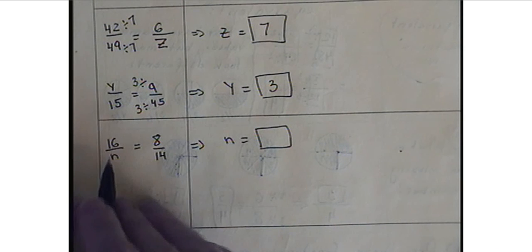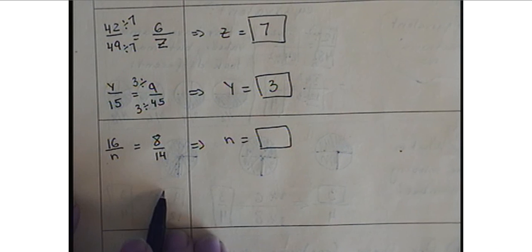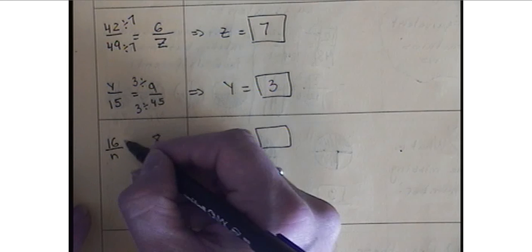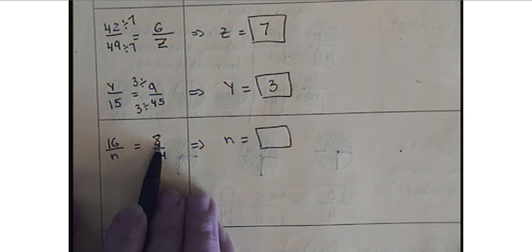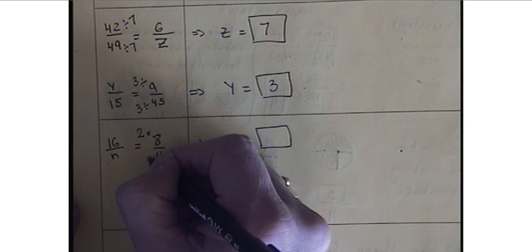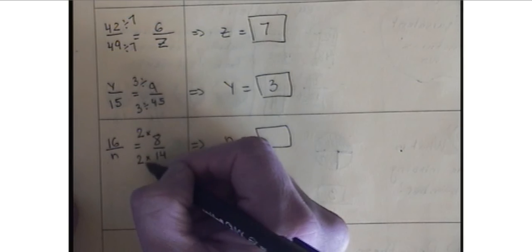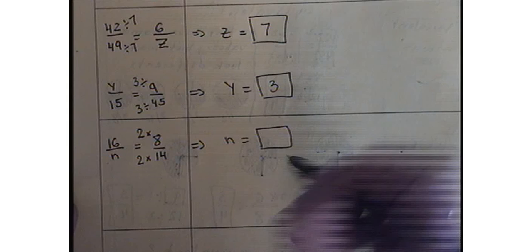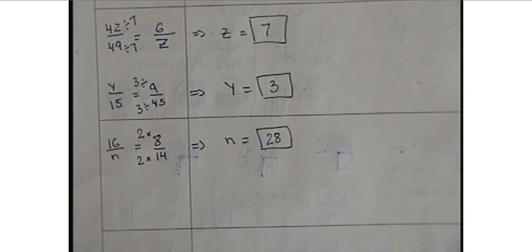Final example of this lesson is 16 over n equals 8 over 14. Okay, so from 8 to 16, how do we get? So now we're going from a smaller to a larger number, which means we gotta multiply. 8 times 2 will give us 16. And same thing, 14 times 2, we do the same exact operation, will give us that n is 28. Final answer.